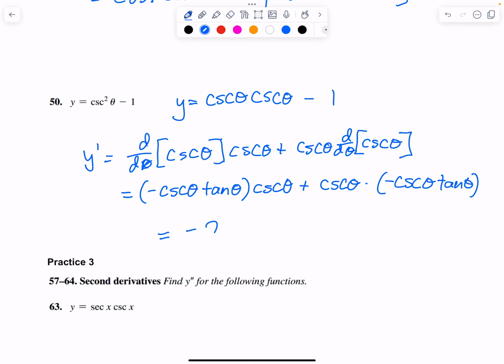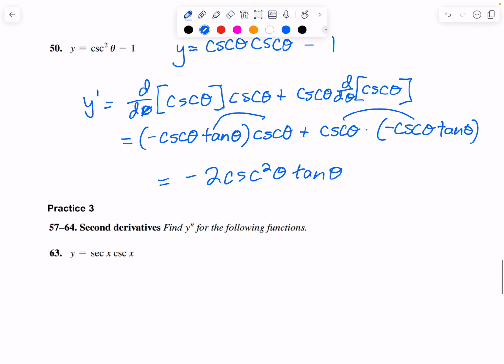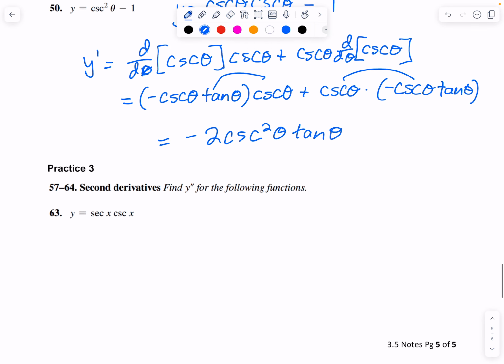So this is going to be minus 2 cosecant squared theta tangent theta. I just put together everything, right? If I multiply this out, that's how I get my cosecant squared. Then I have two of the same thing, but they're both minus, so it becomes minus 2.